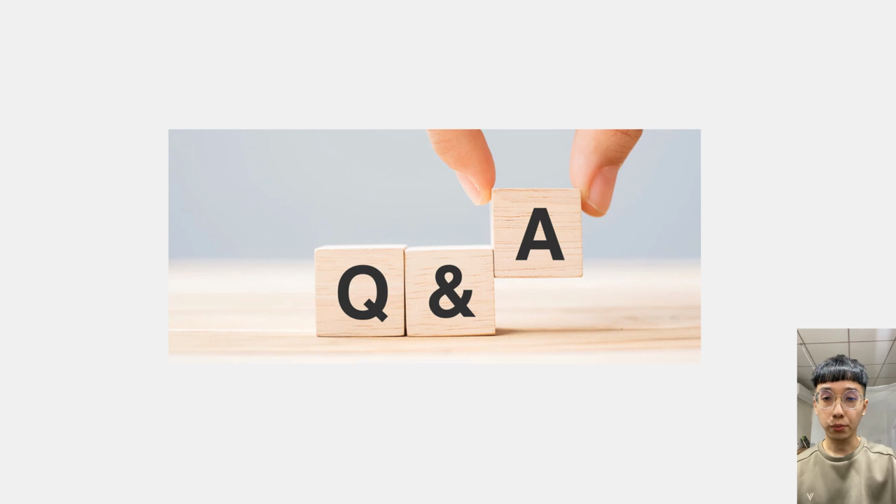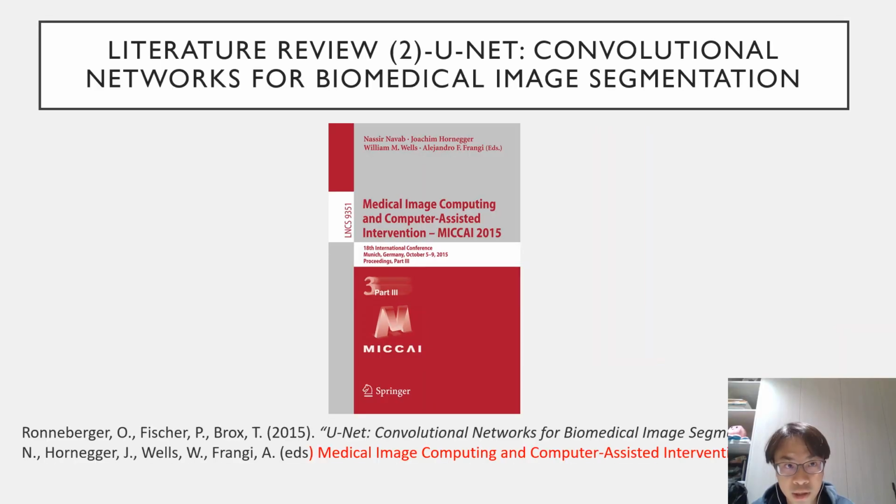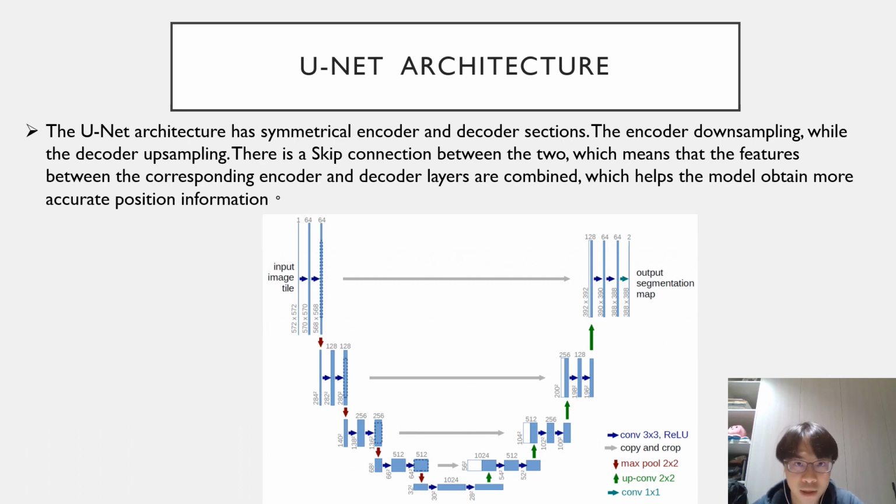Yeah, thank you. The second lecture review is called U-Net: Convolutional Networks for Biomedical Image Segmentation. And this paper is from Medical Image Computing and Computer Assisted Intervention, MICCAI, in 2015. Next is the U-Net architecture.